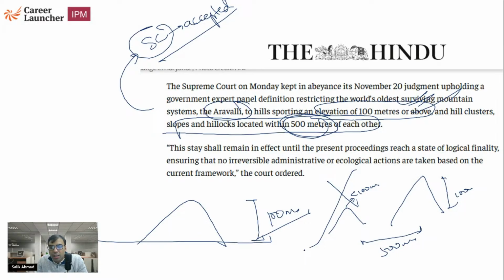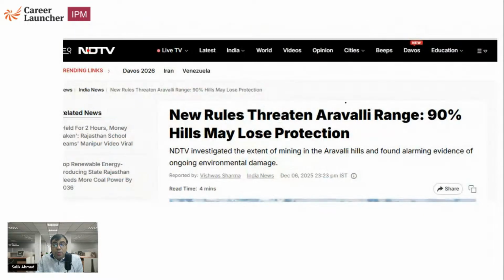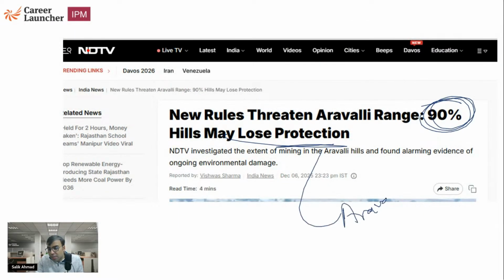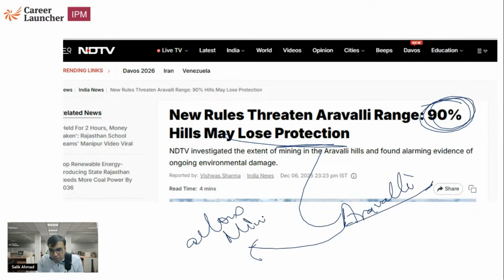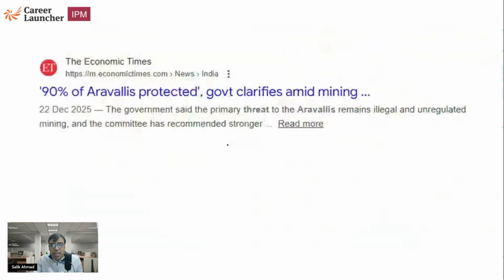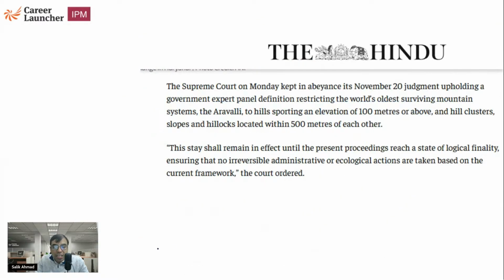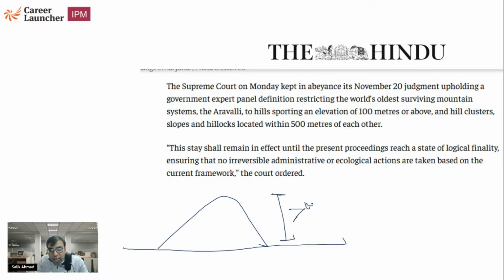Okay. So the rough idea is actually this. There are reports that if you accept this definition, then 90% of the Aravallis will no more be considered as Aravalli, and this will allow mining to happen. And when mining happens, of course, it will damage the Aravalli mountains. Aravalli mountains ka height kam ho jayega because it's a very old mountain. Okay. I hope you got it first: only those mountains whose height is more than 100 meters will be considered part of the Aravallis.